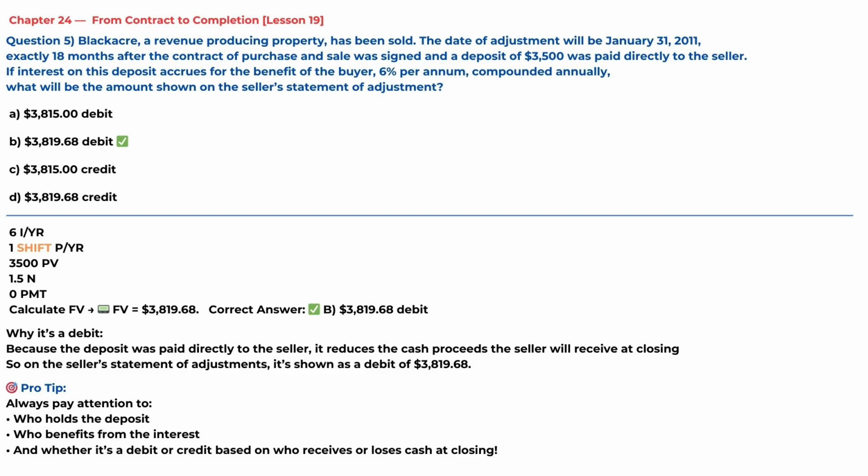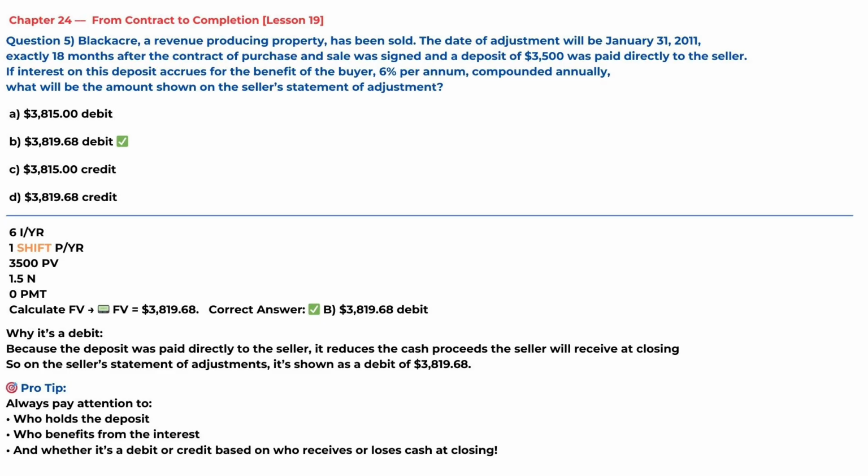Question 5. Blackacre, a revenue-producing property, has been sold. The date of adjustment will be January 31st, 2011, exactly 18 months after the contract of purchase and sale was signed, and a deposit of $3,500 was paid directly to the seller. If interest on this deposit accrues for the benefit of the buyer, 6% per annum, compounded annually, what will be the amount shown on the seller's statement of adjustment?